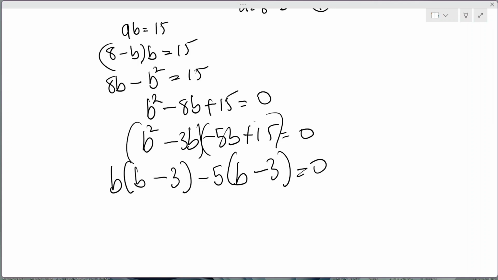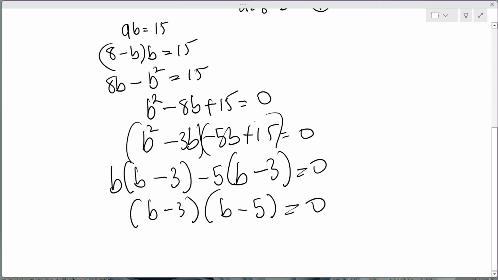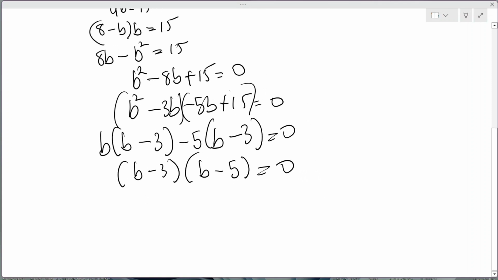Next, you pick one of them. You have open bracket b minus 3 close bracket. Then you join this external b and this minus 5 in another bracket. You have b minus 5 in second bracket equals 0. This is where you apply what we regard as the equivalent method earlier. You have b minus 3 equals 0, or b minus 5 equals 0.